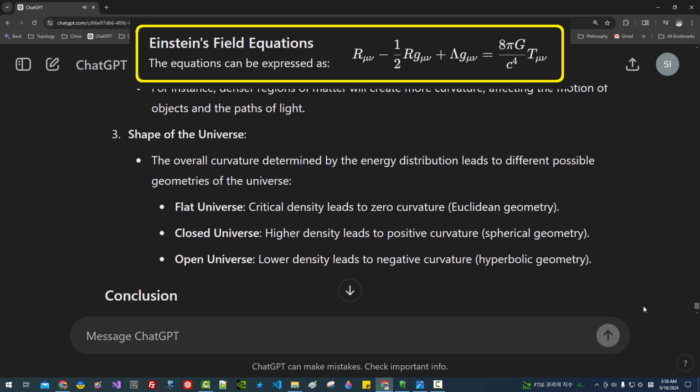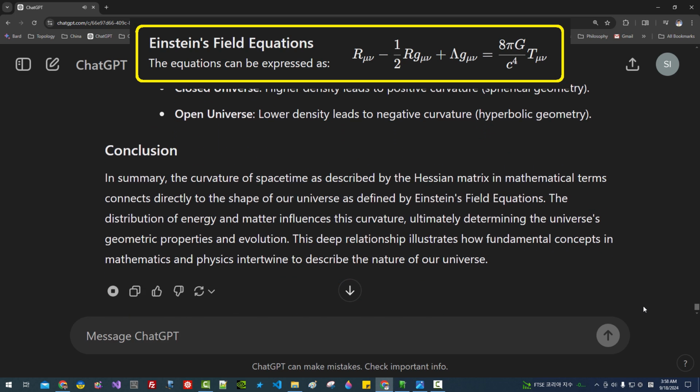3. Shape of the universe. The overall curvature determined by the energy distribution leads to different possible geometries of the universe. Flat universe: critical density leads to zero curvature, Euclidean geometry. Closed universe: higher density leads to positive curvature, spherical geometry. Open universe: lower density leads to negative curvature, hyperbolic geometry.